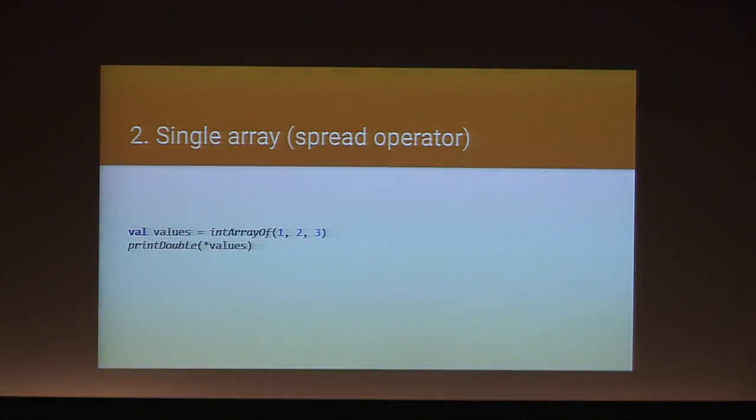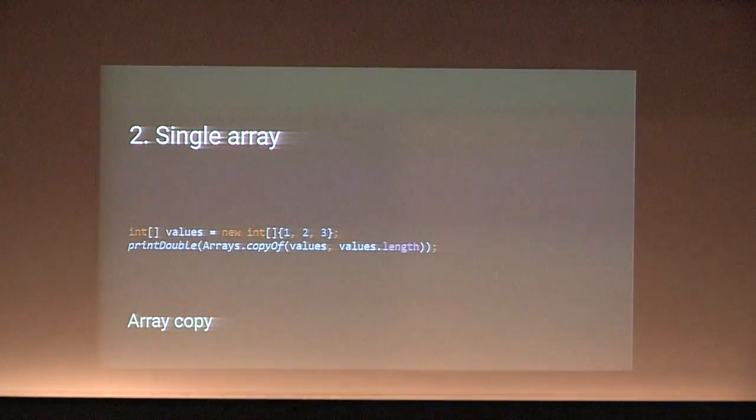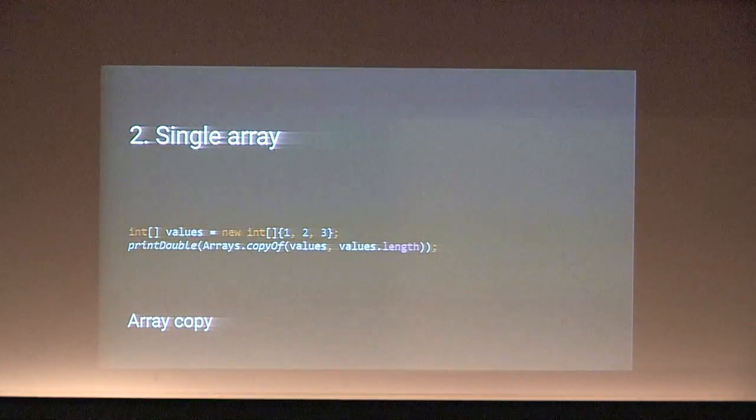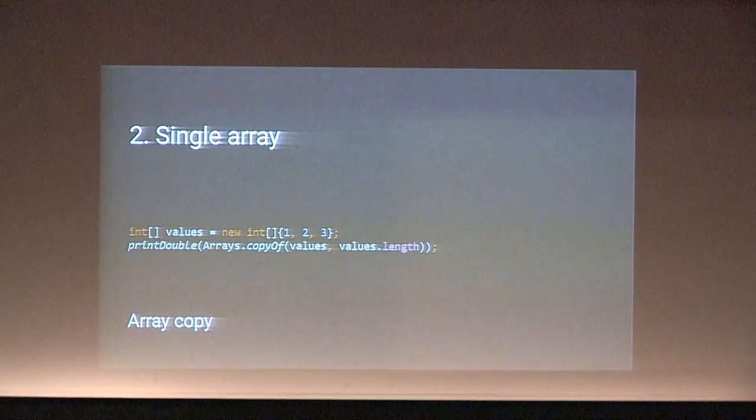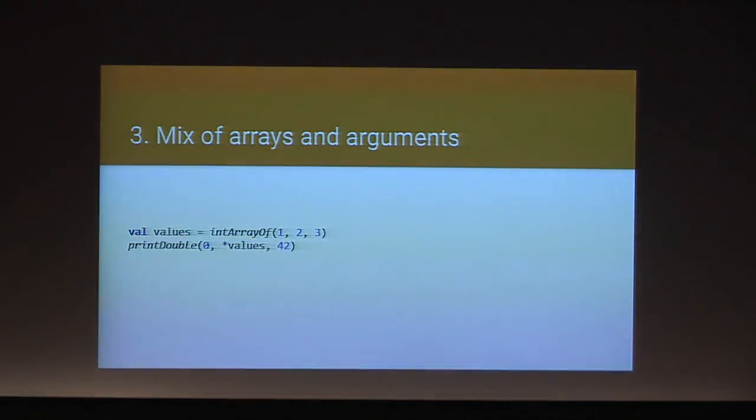The second way to call the vararg function is passing an array directly. But in Kotlin, you need to use the spread operator. And when you use that operator, it's going to copy your original array. So this is different from Java. In Java, when you pass an array to a vararg function, it's just using the original array. But here, it's going to make a copy. Why is it doing that? Probably to make sure your code is safe and will not be impacted by changes at the call site or things like that. And there is also a third way to call a vararg function in Kotlin.